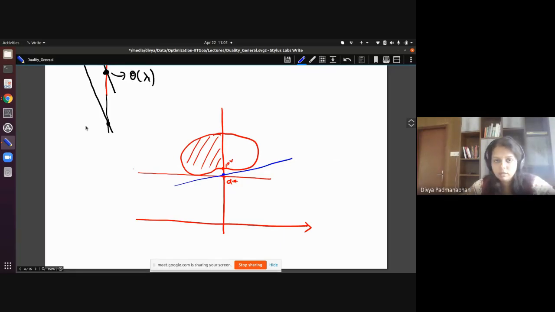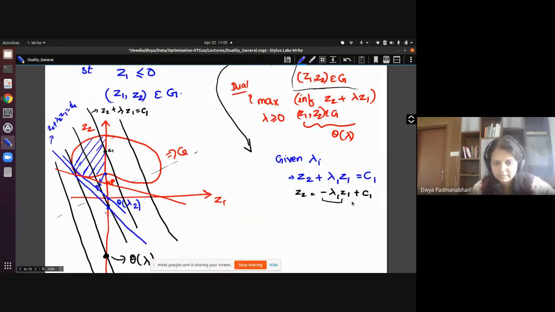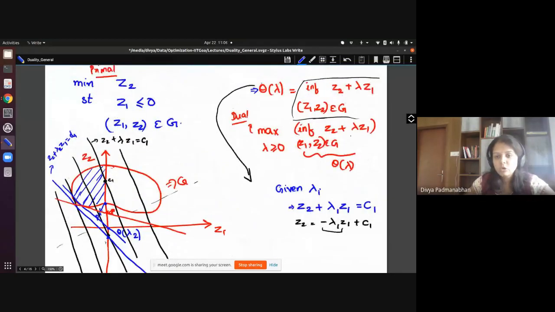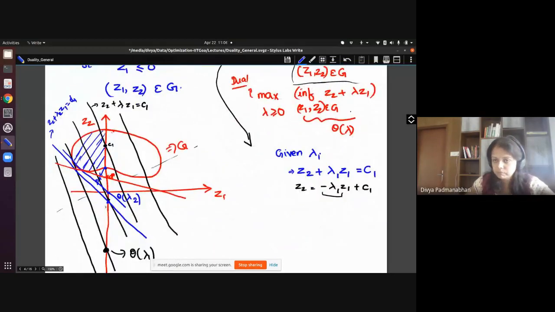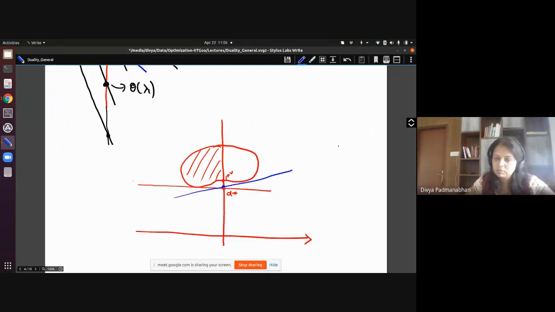Lambda is greater than 0. Yeah, exactly. So you need to look at all the lambdas which are greater than 0. So you're looking at only lines with a negative slope. Okay, so that's the whole idea. And one thing to note is when you are looking at the dual function, you're looking at this whole space, Z1, Z2 in G. It's not just this left hand side. You're looking at everything, all lines passing through this whole space, even through these points.